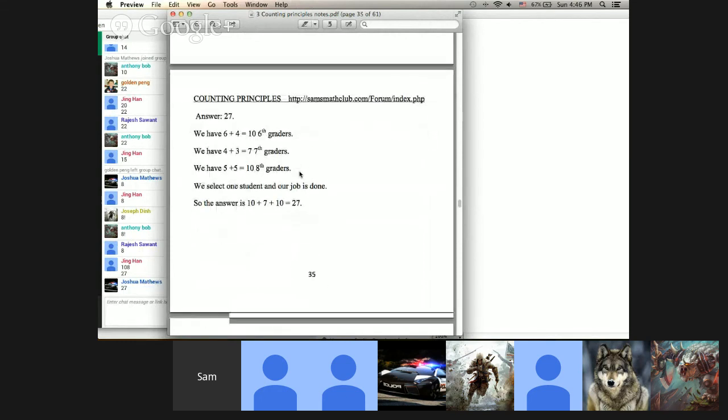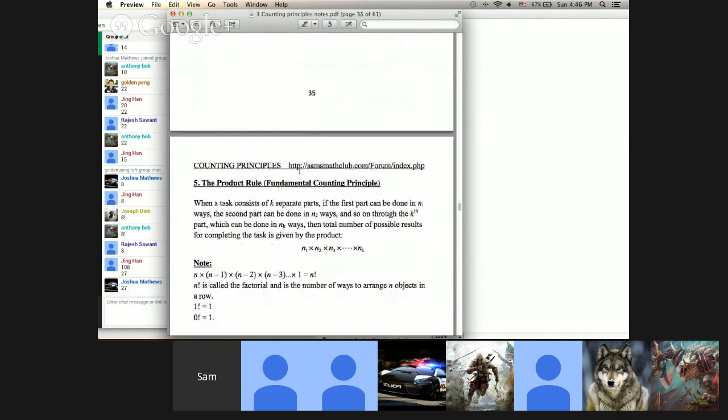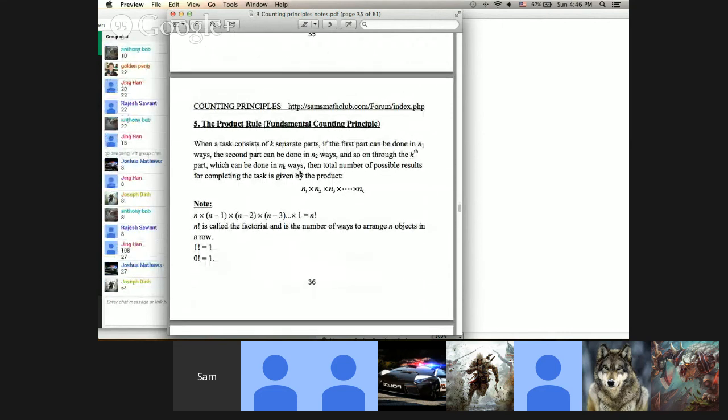Okay, so now on to one of the more important rules. This is probably the most important rule in math. This is called the product rule. So if a task consists of k separate parts, the first part can be done in n1 ways, the second part can be done in n2 ways, and so on, then the total number of possible results is n1 times n2 times n3 and so on. So the total number of ways for each specific part.